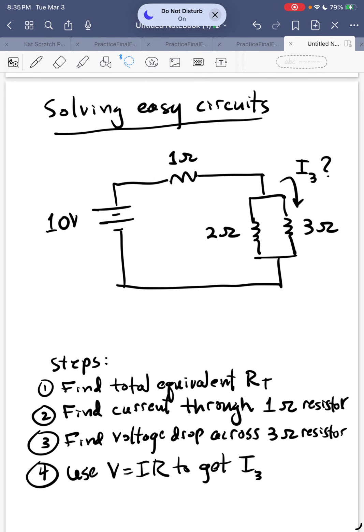In this video, I'll try to show you how to solve relatively easy circuits. These would be circuits that only have one loop and one battery in them. So imagine you're given a circuit like this: 10-volt battery here, 1 ohm here, 2 ohms here, and 3 ohms here.